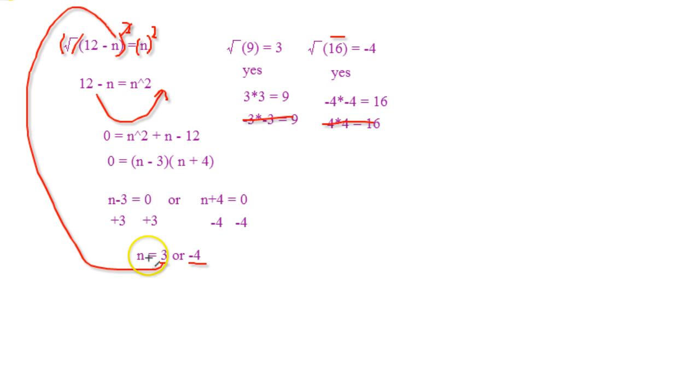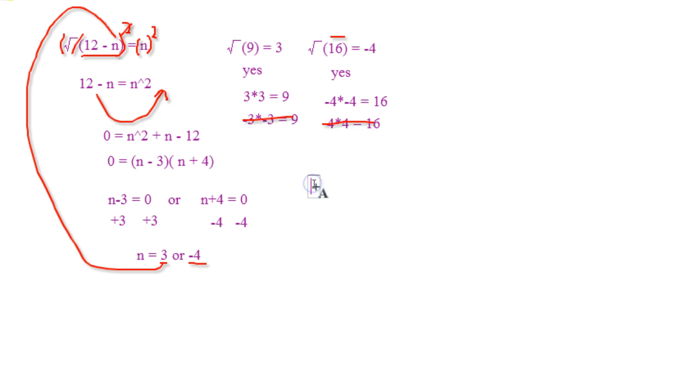Okay, all right, so n equals 3 or negative 4 is actually correct and will work in this situation. Just as long as I don't get a negative inside the square root before I do square rooting, I'll be fine. All right, and that's the most complicated one you're going to see in Algebra 1.